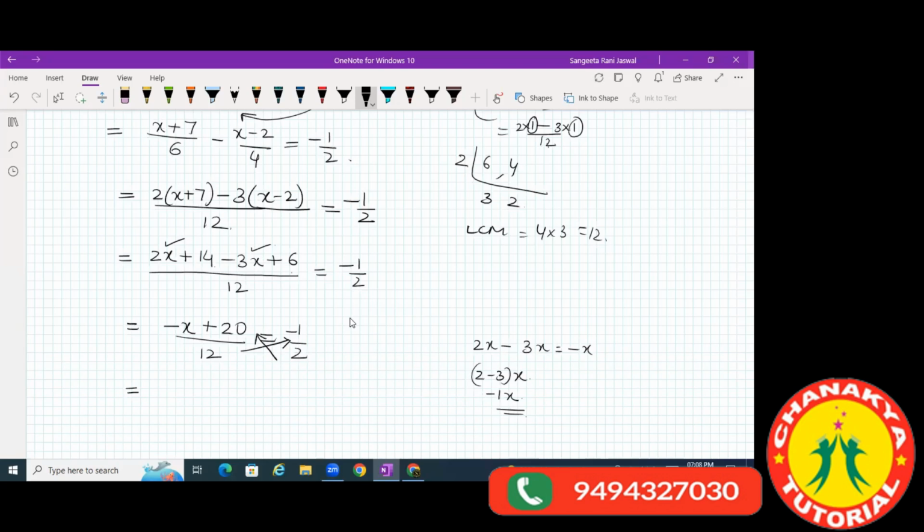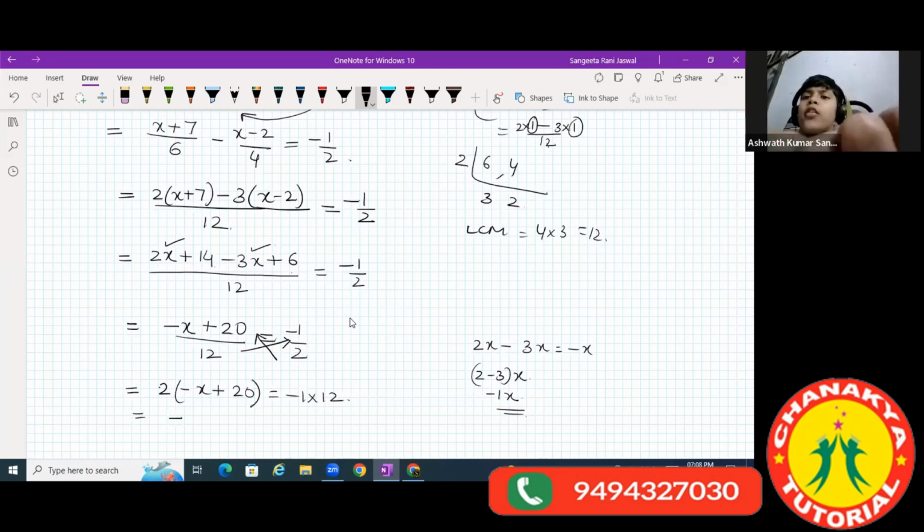And now I cross multiply this. When I cross multiply this, what will I get? 2 multiplied by minus x plus 20, and on the other side, I have minus 1 into 12. Is it? Yes.